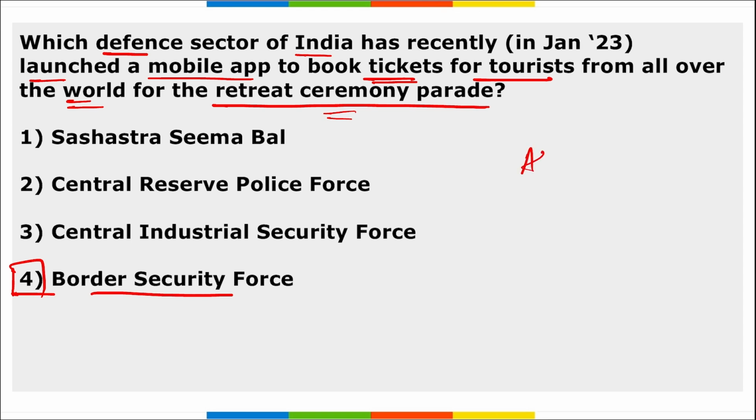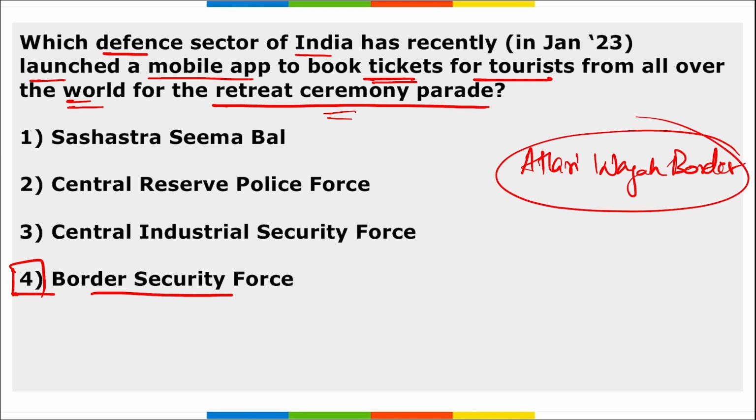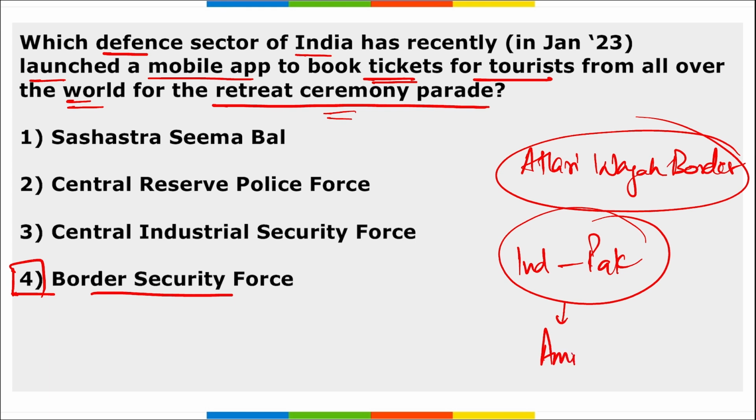It is held at Atari Wagah border, and it is a very famous tourist destination. This is a joint check post between India and Pakistan. Where is it? It is in Amritsar, Punjab. Alright, and this retreat ceremony at the Wagah Attari border was started in 1959 and it is still continuing. Correct?